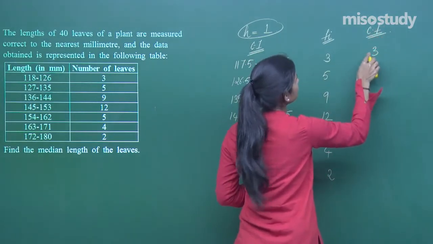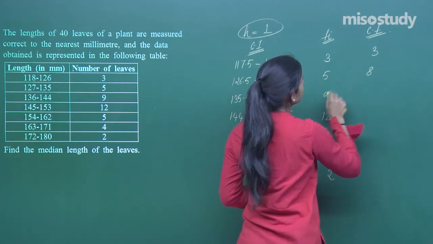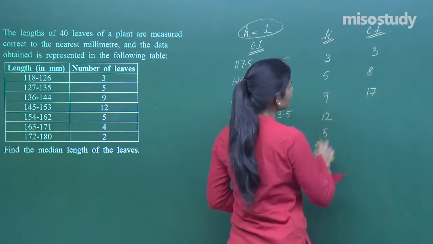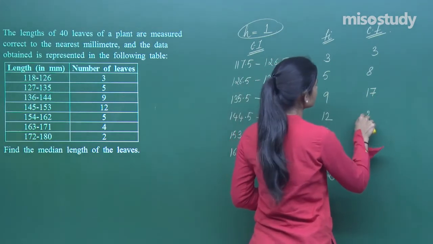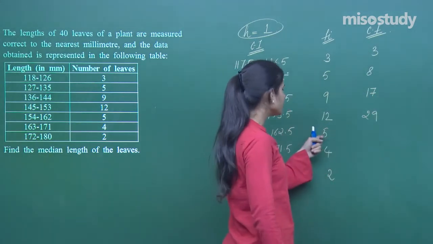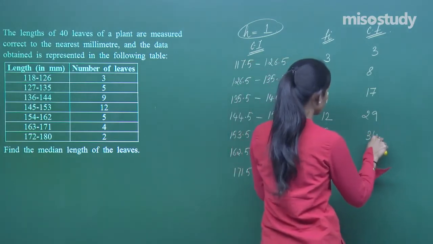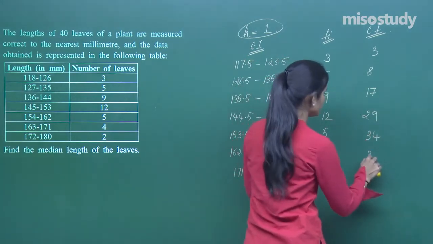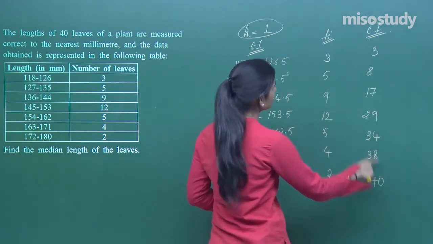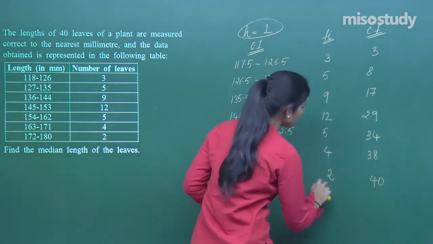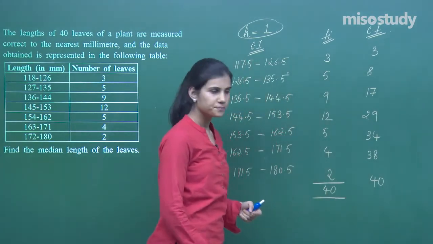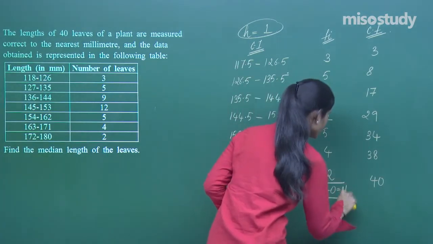So let's make it 3, 3 plus 5 is 8, 8 plus 9 is 17, 17 and 12 is 29. 29 plus 5 is 34. 34 and 4 is 38 and 2 is 40. If this is 40, that means all these are adding up till 40, so your summation Fi is 40. That means your capital N is 40.